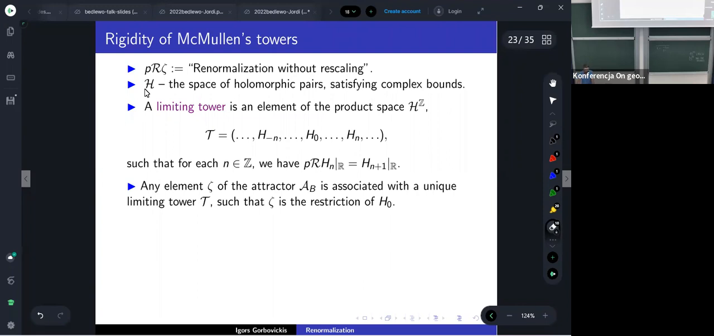By this curvy H, I will denote the space of all holomorphic pairs satisfying complex bounds, the ones that we obtained from the theorem for complex bounds. And a limiting tower will be an element of this product space, so essentially a bi-infinite sequence of holomorphic commuting pairs, with the condition that if we take one of those pairs somewhere in this bi-infinite sequence and pre-renormalize, restricted on the real line, we get the next one, again restricted to the real line.